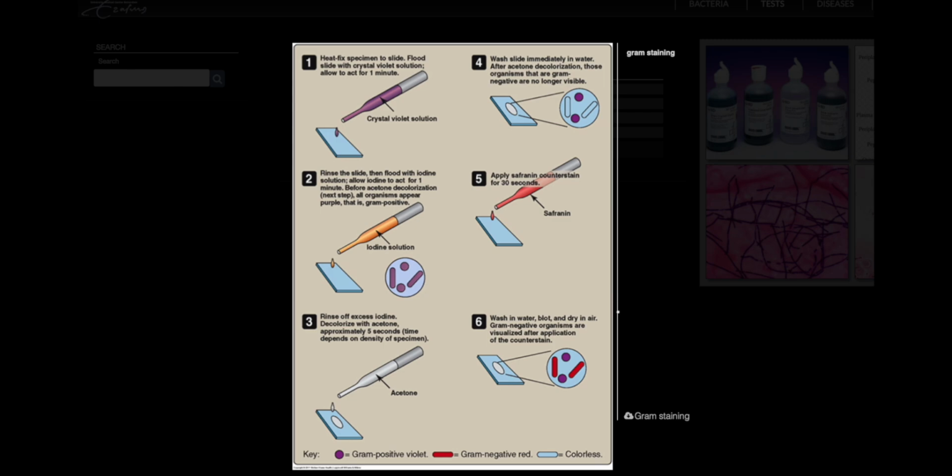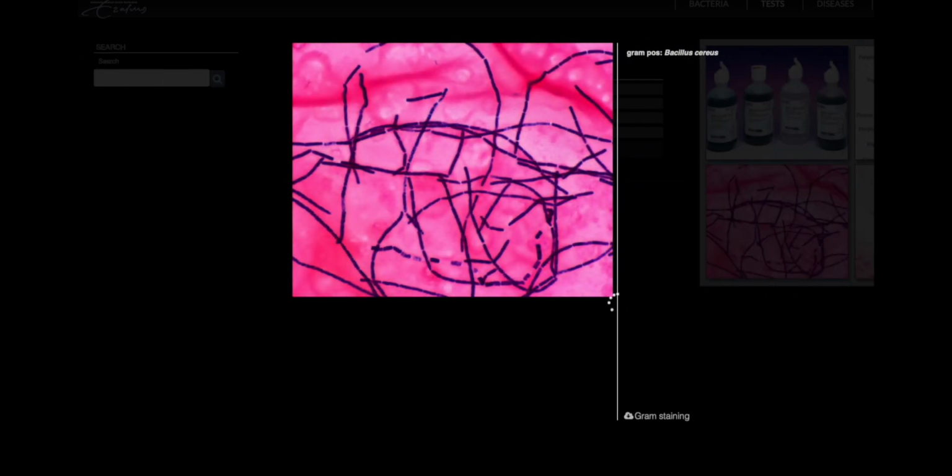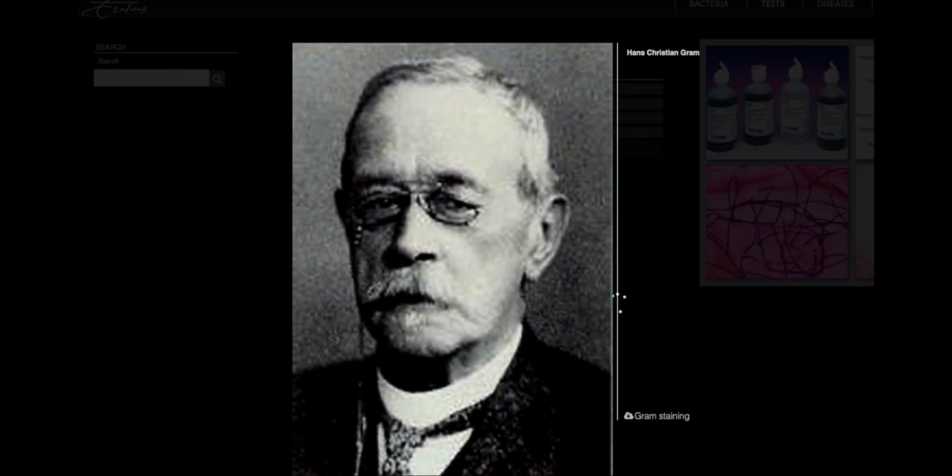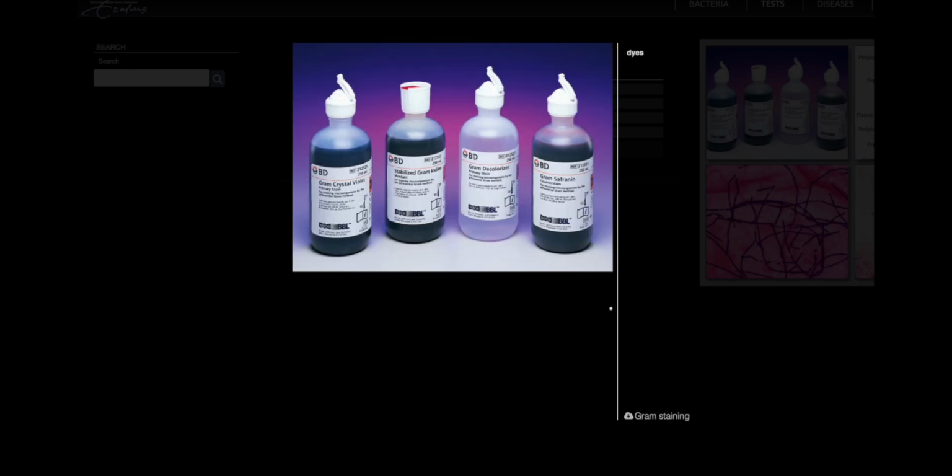Poem for Gram staining. Gram's method, a name that echoes through time, unlocking secrets in every clime. Peptidoglycan, a wall so strong, in positive cells where it belongs. Crystal violet, a dye so bright, staining the cells with all its might. But negative ones, a different tale. Their walls are thin, their colors pale.